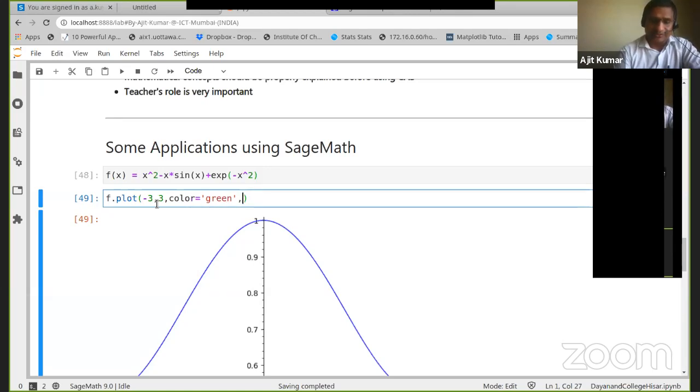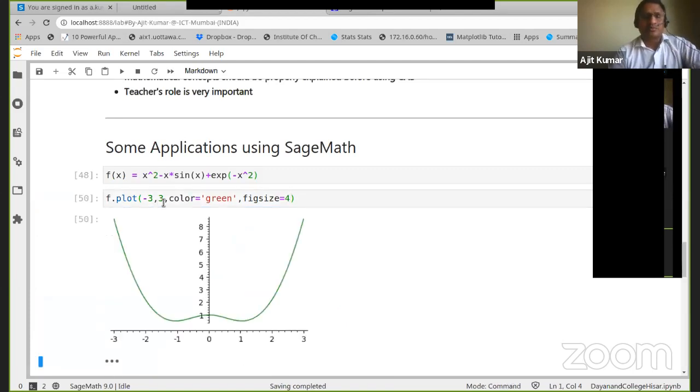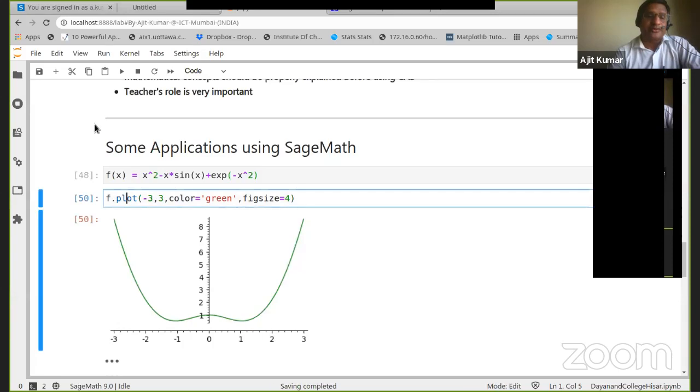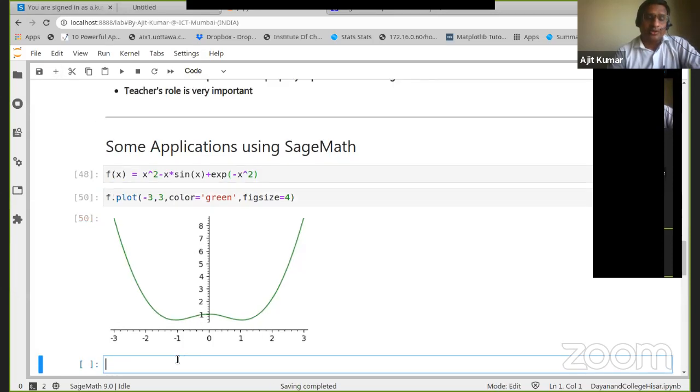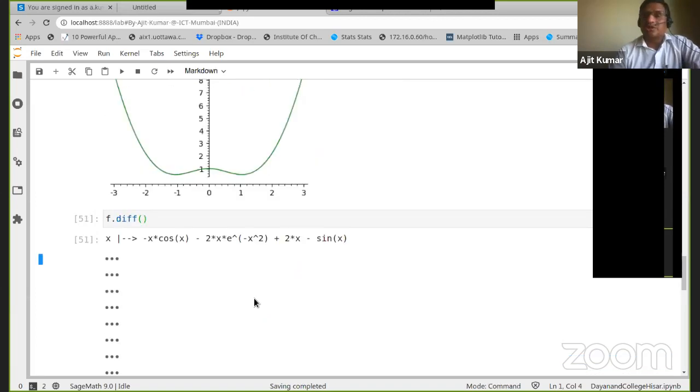I can even reduce the figure size. Let us say fig size, you can reduce it to, let us say, 4. That's it, right? So if you want to find what is the derivative of this function, all you need to do is again f dot diff, and that's it. You have the first derivative.